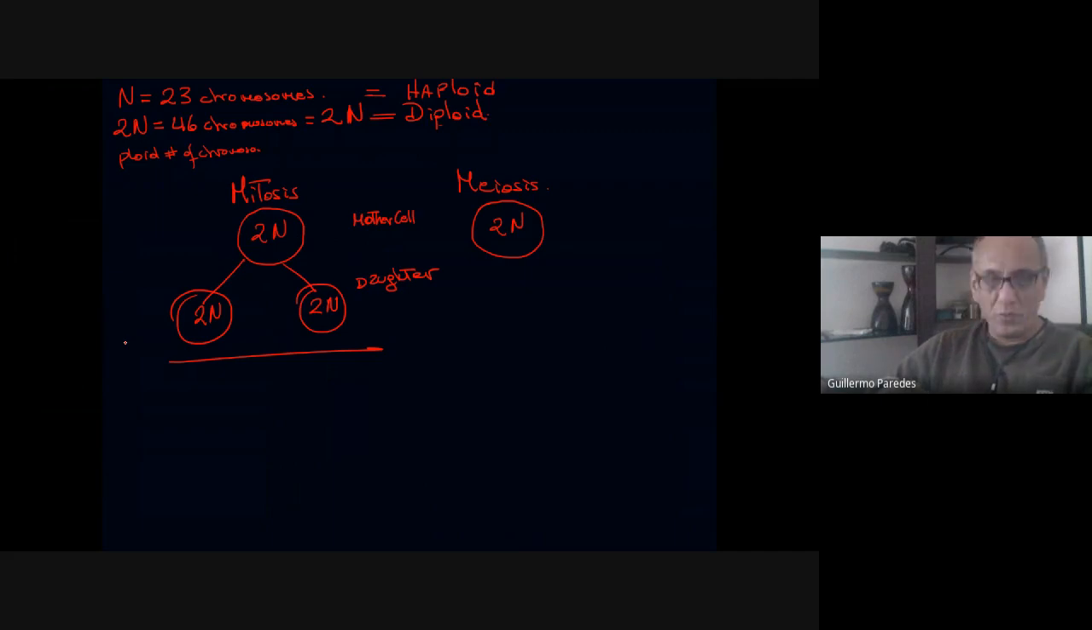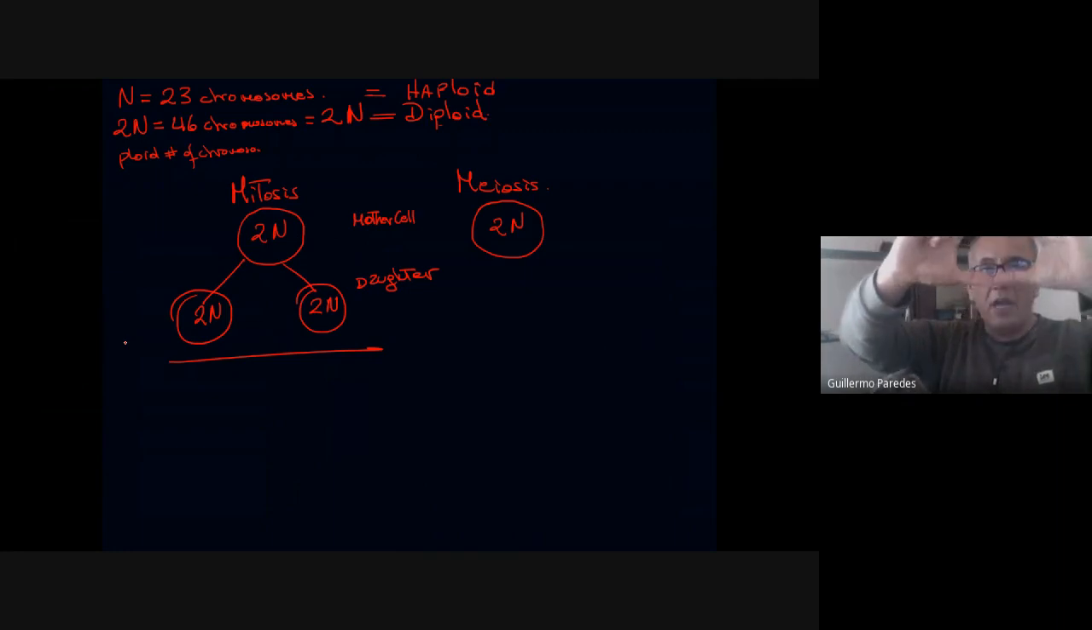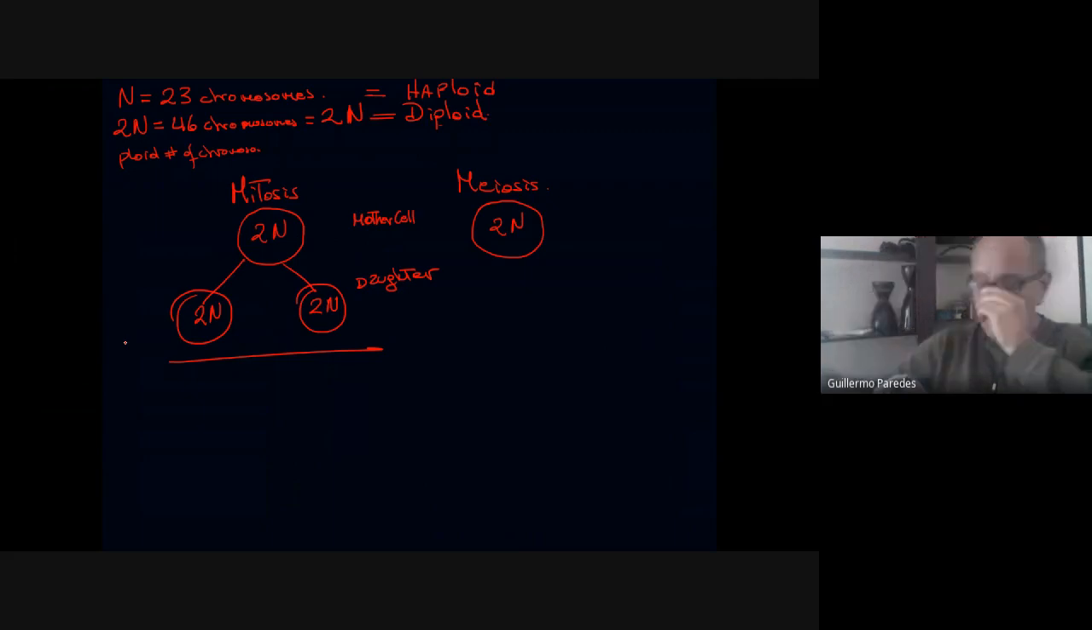Okay, two. Why? I mention that because in the past I saw students having a confusion there. So this is the mother cell, a 2N cell, and look at what happened with this mother cell. The mother cell disappeared and turned into two. There are no three cells at the end. It's only two cells, okay? And that is basically a clone. Clones.